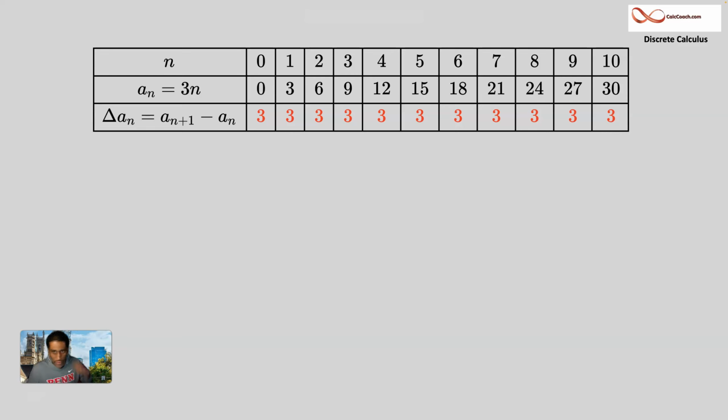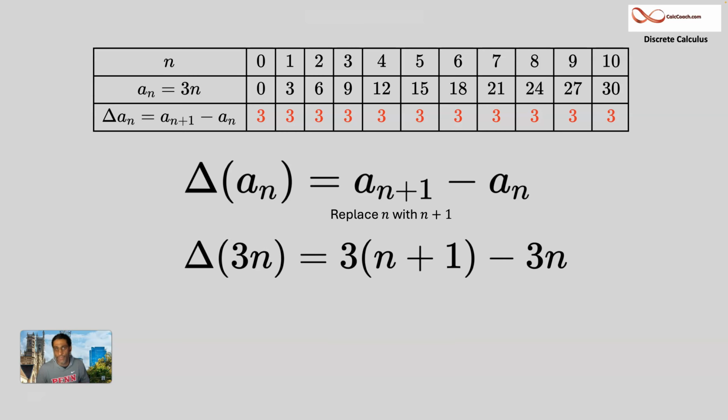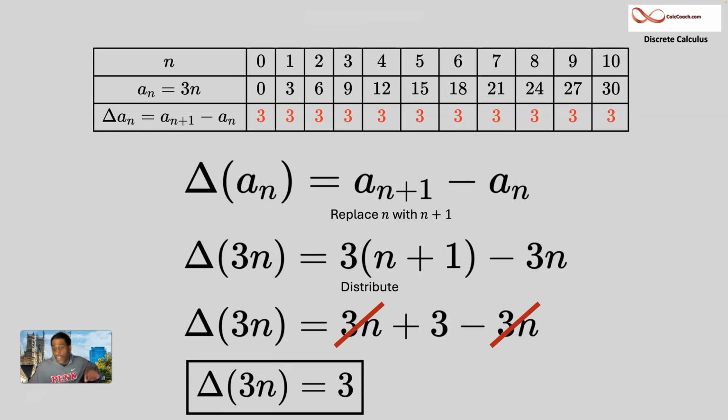All right, first sequence, multiples of 3. If you apply the forward difference to this, you're going to get all 3s. But let's look at it formula-wise. Take a sub n plus 1 and subtract a sub n. That's you replacing every n by n plus 1. So instead of 3n, you have 3 times the quantity n plus 1. Still subtract the original 3n and just distribute and cancel. And you have the formula that the forward difference applied to 3n is just 3.